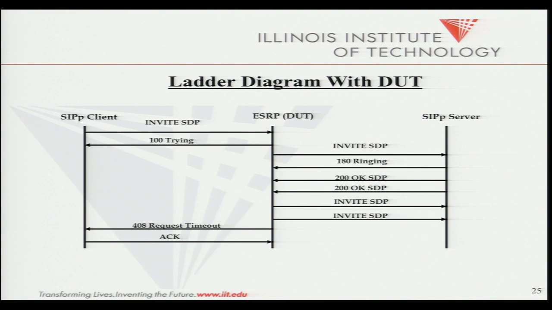And this is the ladder diagram with the device under test, the ESRP. Here the calls were not being established. This is one thing we are working on right now, to establish a complete call flow from the client to the server and the server back to the client. The invites are being forwarded. The ESRP forwards the invite to the server. The server sends a 200 OK to the ESRP, but somehow we are getting lost calls in between. So this is one area we are planning to work on.